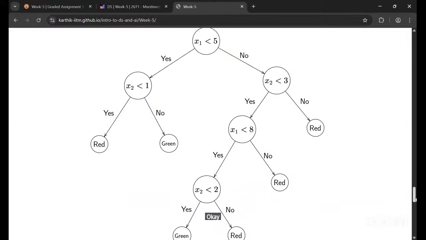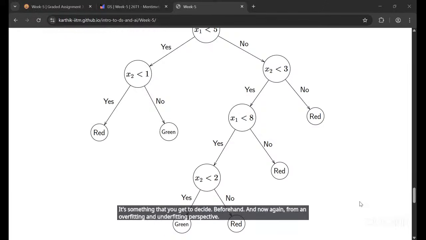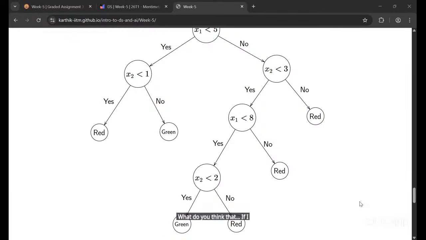Okay. Now, a few questions on the basis of decision trees. Suppose the depth of the tree, see, it's a hyperparameter, and it's something that you get to decide beforehand. Now again, from an overfitting and underfitting perspective, if I choose a larger depth, will that underfit or overfit? And also give me the reasoning supporting your answer.